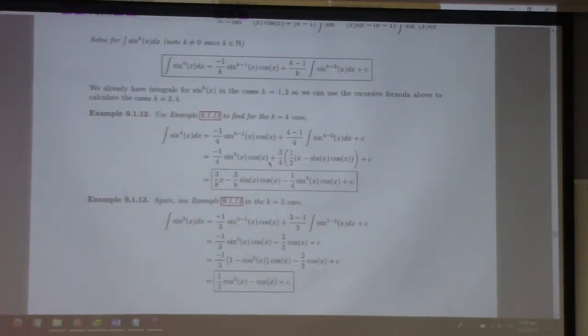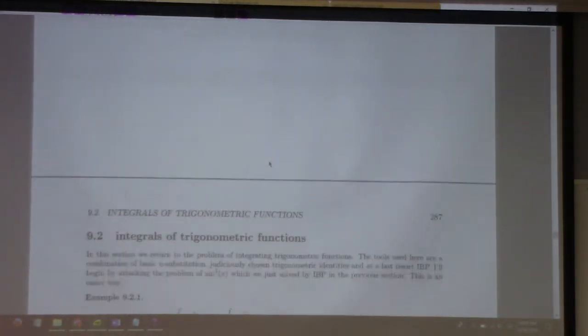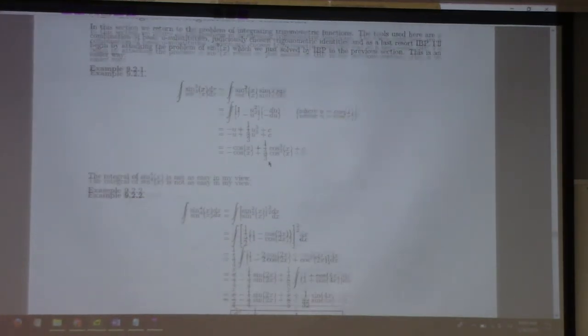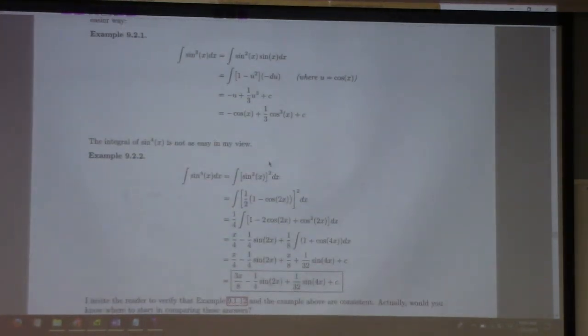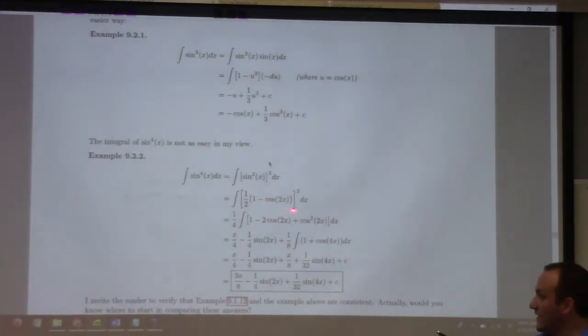If you go ahead a bit, in section 9.2, I calculate the integral of sine to the 4th using the method I talked to you guys about today, right? To replace sine 4th with sine squared squared, and replace that with the half angle identity, square it, integrate term by term, you get this. And it is a little bit disconcerting. This answer looks very different than the one that's given to you by the recursive formula.